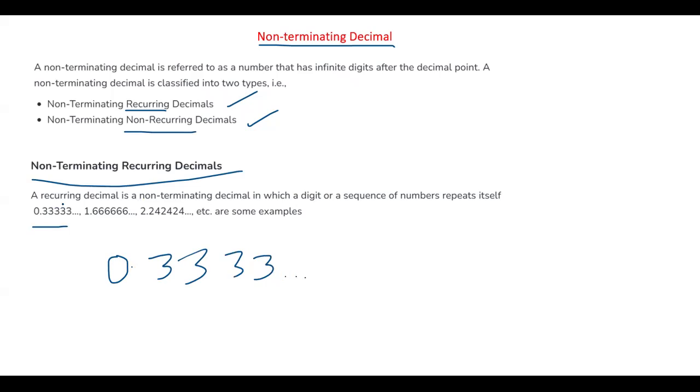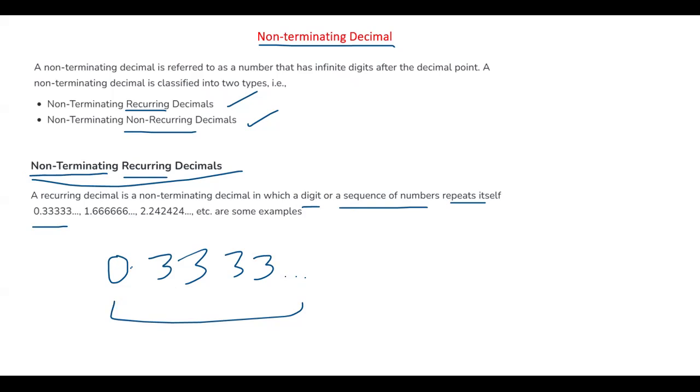A recurring decimal is a non-terminating decimal in which a digit or a sequence of digits repeats itself. Like in this number, after the decimal, 3 is repeating an infinite number of times. It is not terminating anywhere; it's going on: 3, 3, 3, 3, 3 and so on. So we will say non-terminating, because it is non-ending, and second, recurring, because it is repeating. Recurring means repeating. So 0.3333 is a non-terminating recurring decimal.